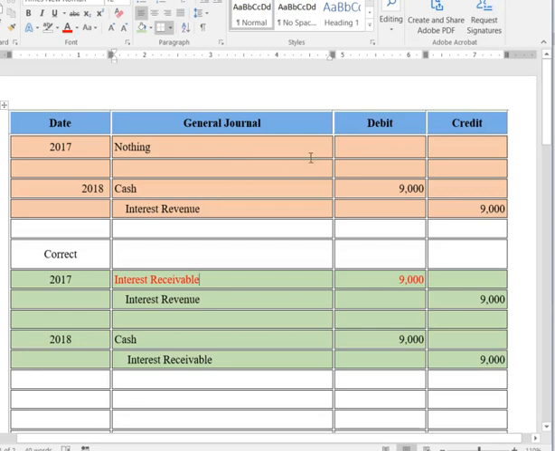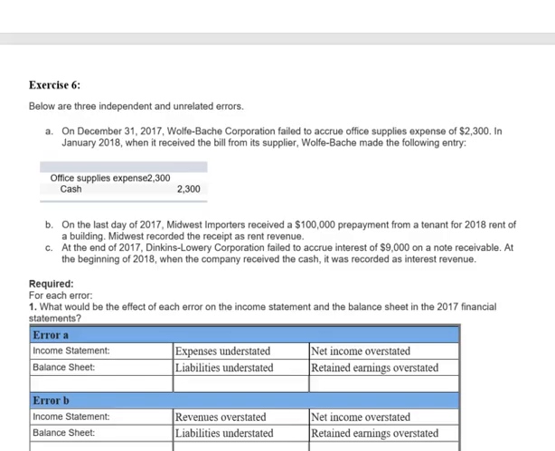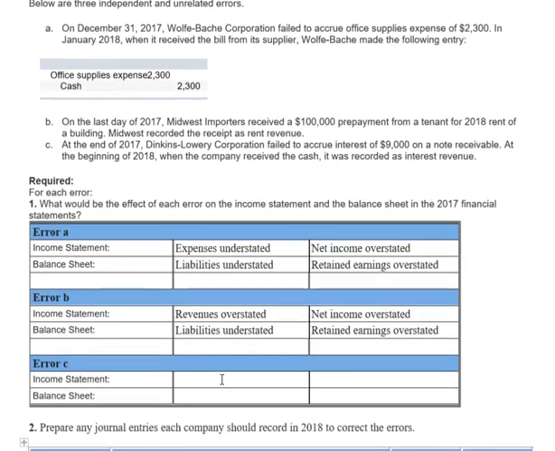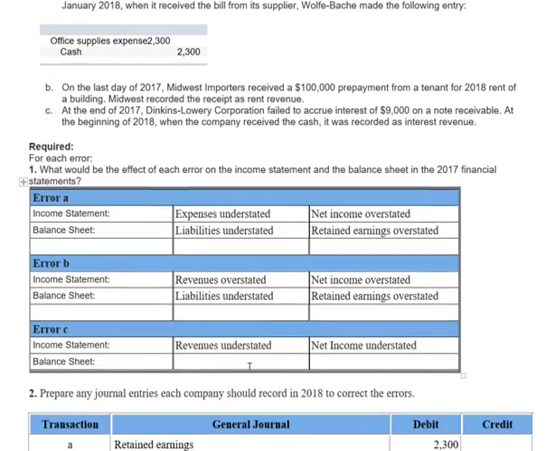So let's talk about this. This is what we did. This is what we should have done. What's wrong with our financial statement? So let's start with our income statement. Well, we did not accrue revenue. In other words, we didn't accrue any interest. So that means our revenues are understated, and this was interest revenue. So if you fail to record revenues, they're understated. If our revenues are understated, what's wrong with our net income? Well, net income is also understated. We did not report enough in earnings, so therefore net income is understated.